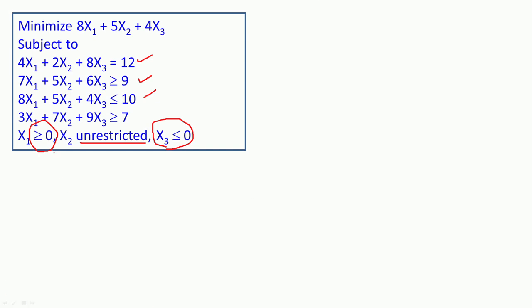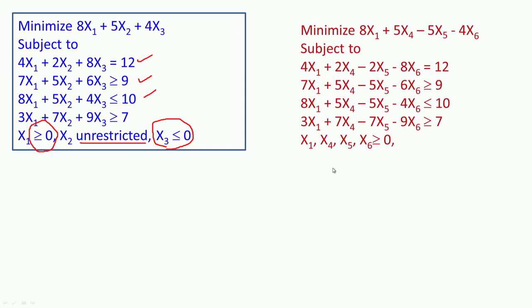So we first redefine these variables such that they become greater than or equal to type. So x2 was redefined as x4 minus x5, x3 was redefined as minus x6, and we had a problem which was written like this. Now you realize that this 5x2 has become 5x4 minus 5x5 and so on. This 8x3 has become minus 8x6. Now x6 is greater than or equal to 0, x4, x5 are also greater than or equal to 0. Now we have brought it to the form where all the variables are of the required type, which is greater than or equal to type.